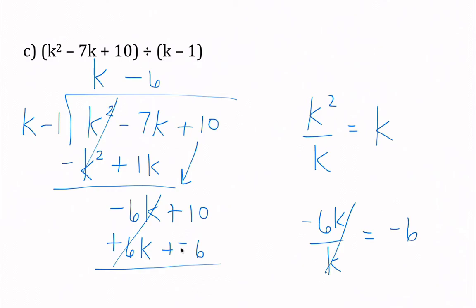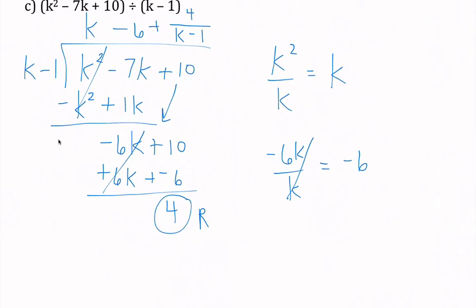10 plus a negative 6 gives me a positive 4, and this is where we would drop down. Notice there's nothing to drop down, which means that this is my remainder. Okay, so notice this time my remainder is a positive, so up here I have to put a plus. Remember, your remainder goes on top of the fraction, and this guy out front is what you put on the bottom of the fraction. All right, so my final answer is k minus 6 plus 4 over k minus 1.